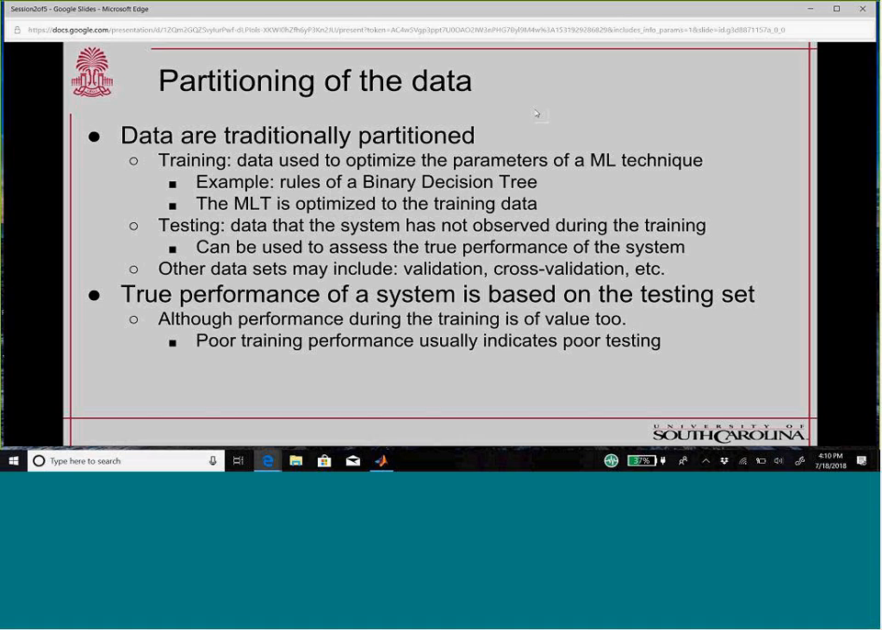So now, the true performance of a system is really based on the testing set. Although the performance during the training of the system is valuable, the true test is measured by the testing set.